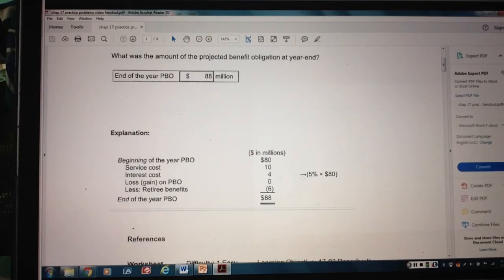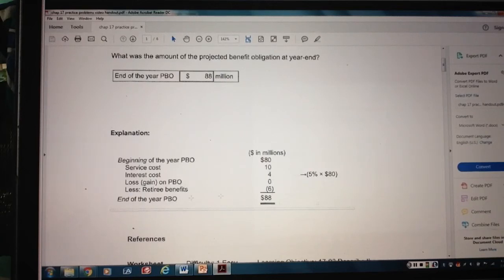Well, the answer is we take the 80 million. That's the beginning PBO was 80. You multiply it by the discount rate. That discount rate of 5% was given. 5% of 80 is the 4 million. So that increases your PBO.